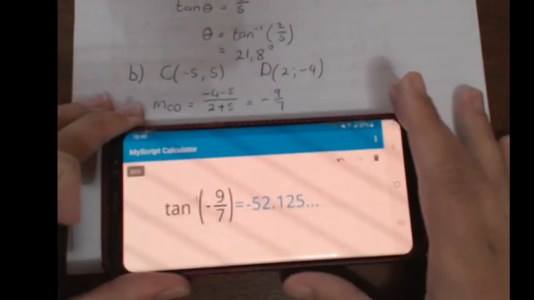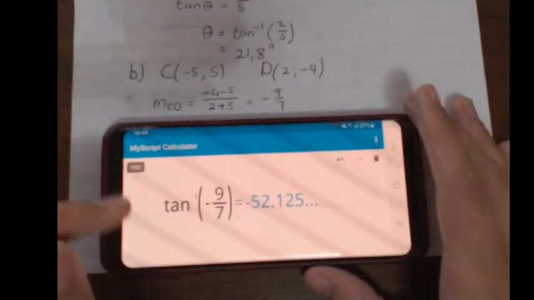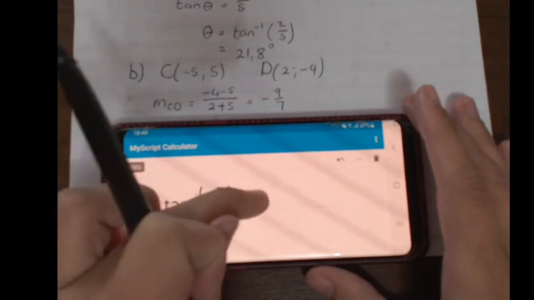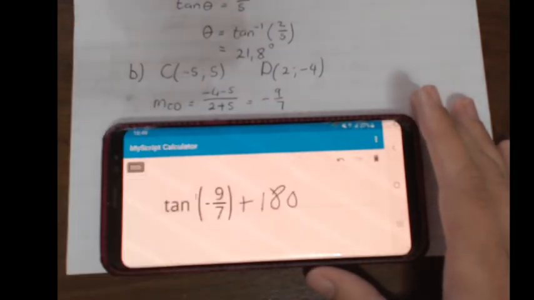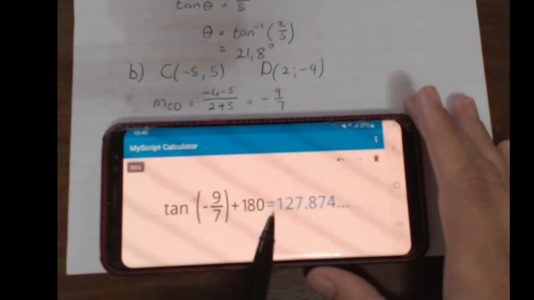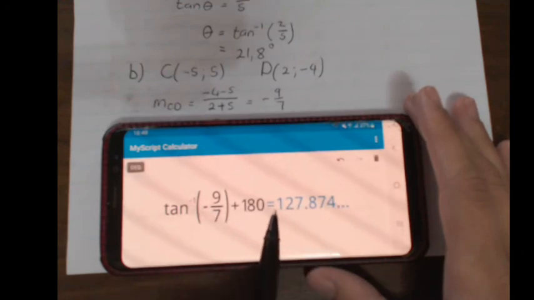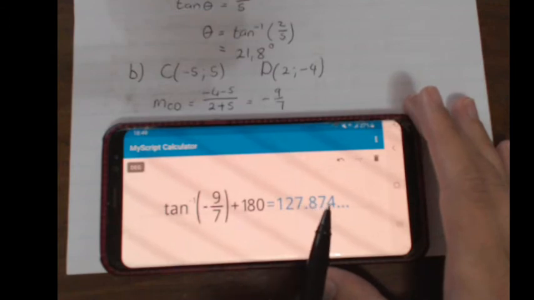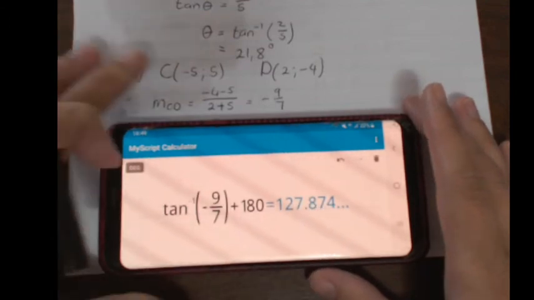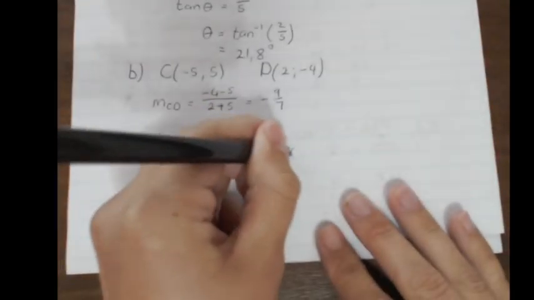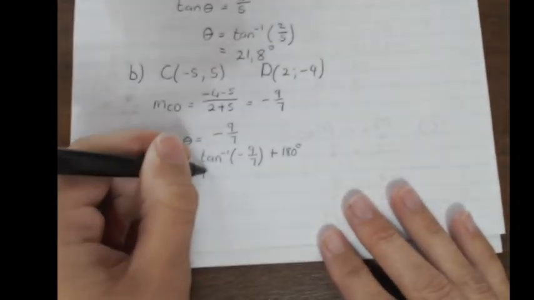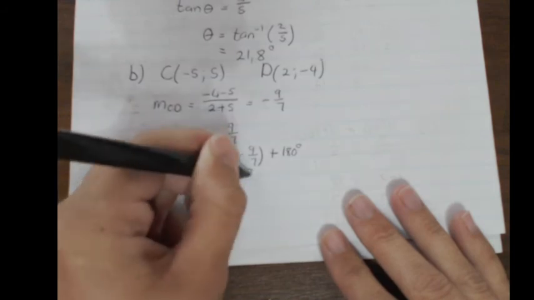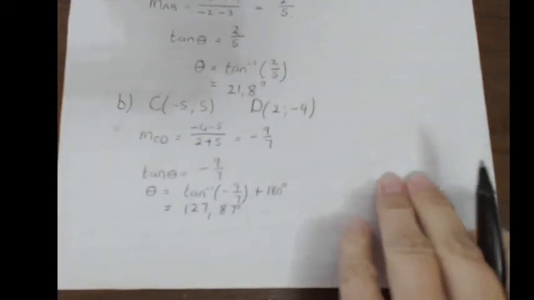All right, so I get a negative angle. So what I need to do is also take plus 180. Okay, so I have that plus 180, and then you see it gives me the obtuse angle 127.874, rounding to 127.87 degrees. Okay.